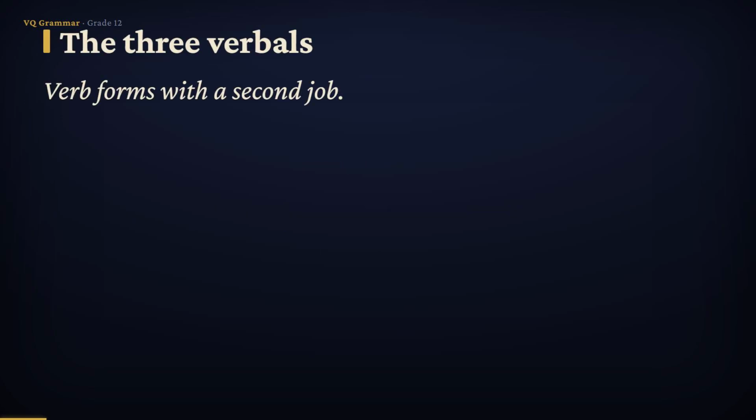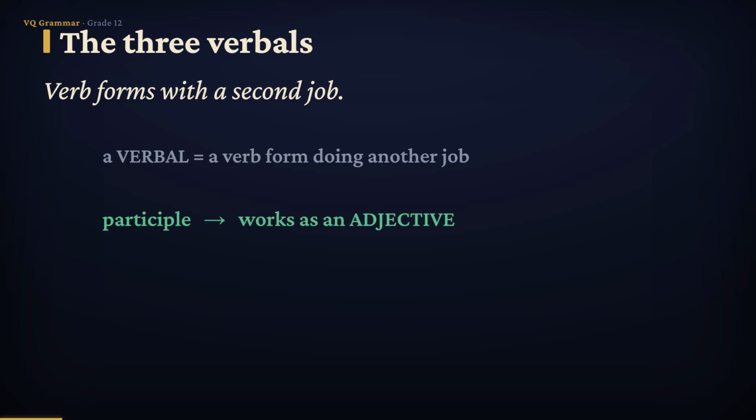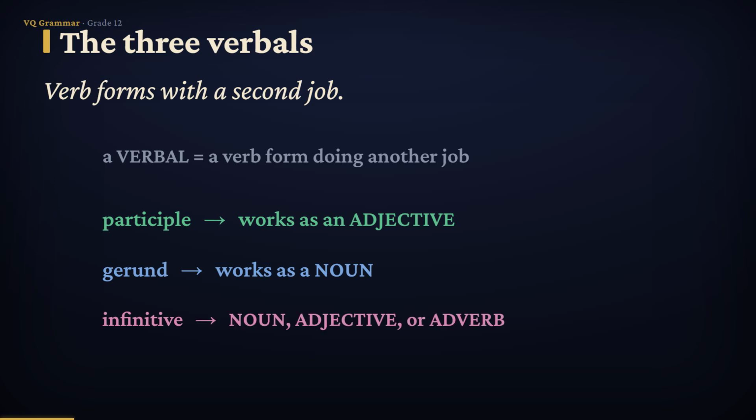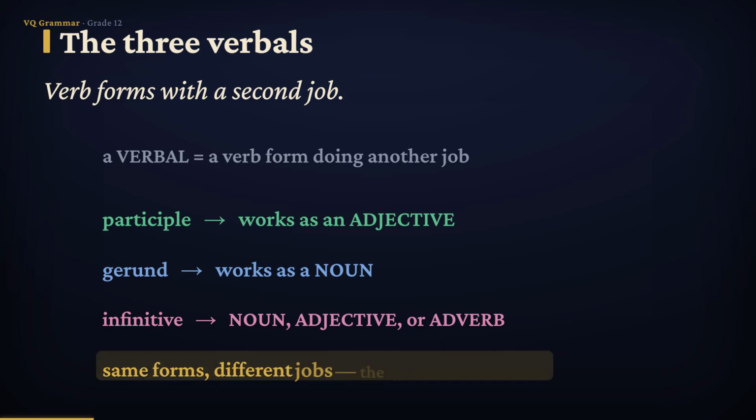Let's lay out the whole picture first. A verbal is a verb form that's doing another job in the sentence. There are exactly three. A participle works as an adjective. It describes a noun. A gerund works as a noun. It names something. And an infinitive is the flexible one. It can work as a noun, an adjective, or even an adverb. Notice the pattern already. These are all built from verbs, but not one of them is acting as the verb. The job each one does is everything, so that's exactly what we'll learn to spot.